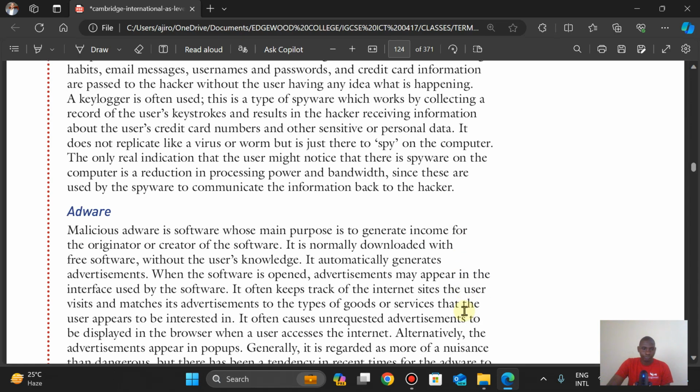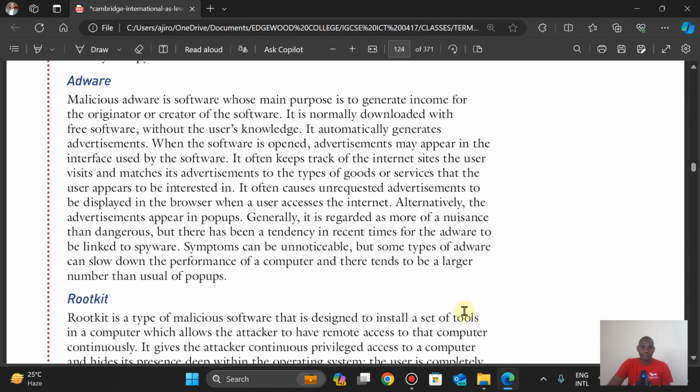Now, the next one is adware. When we talk about adware, it's also a type of malicious software. The main purpose is to generate income for the originator or creator of the software. It is normally downloaded with free software without the user's knowledge. It automatically generates advertisements. That's what adware does. It's to generate income for the creator.